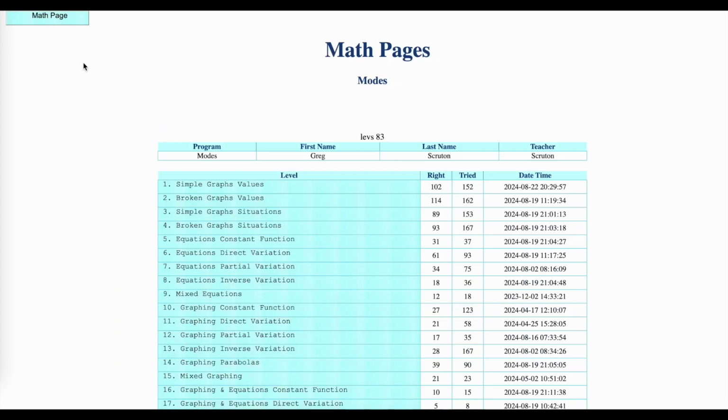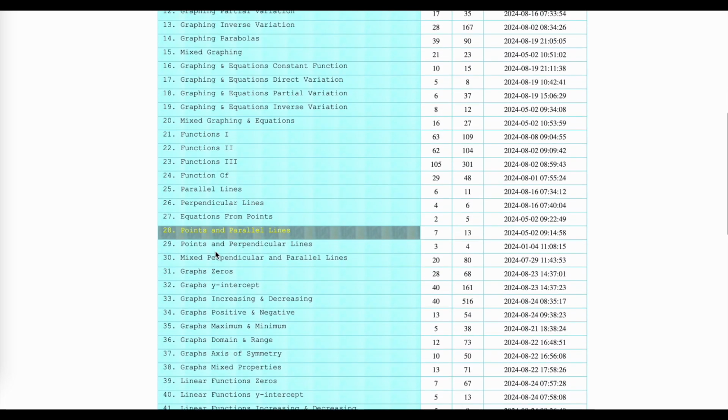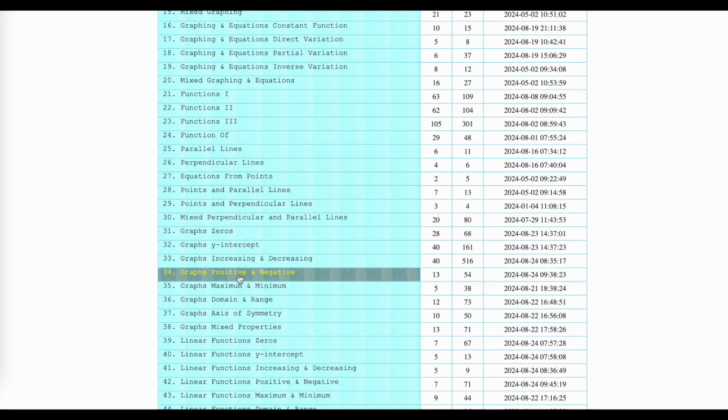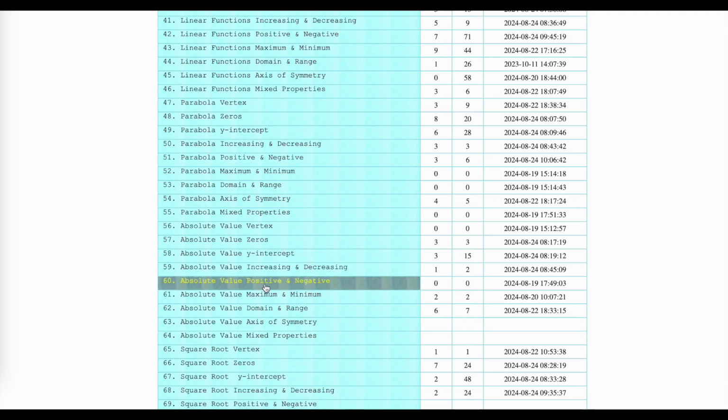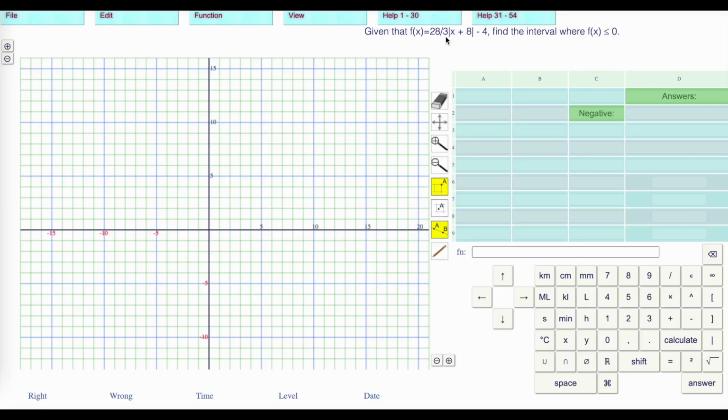Let us quickly look at intervals of positive and negative for the absolute value function. When is this function negative? The vertex is (-8, -4). It is opening up, so it's going to look something like this. Let's see what exactly it looks like. We're going to have to get these zeros.